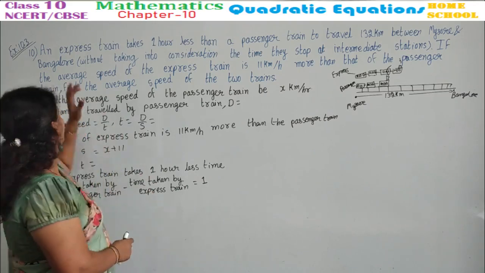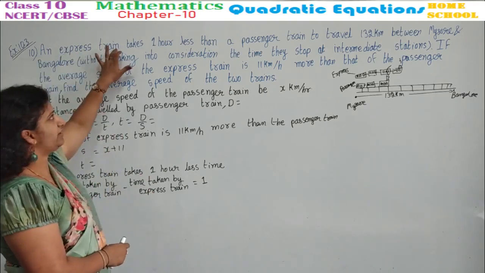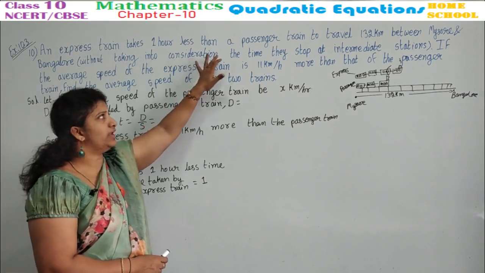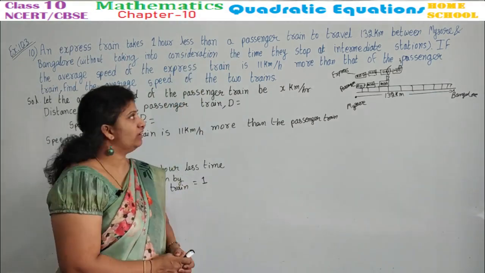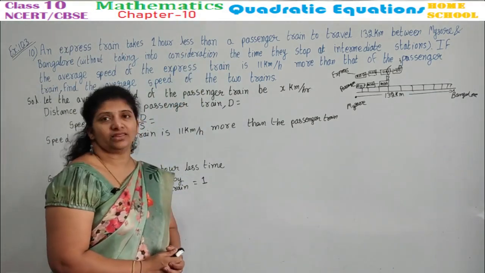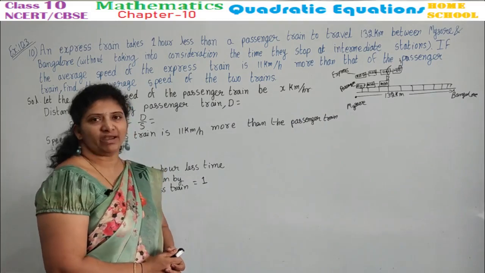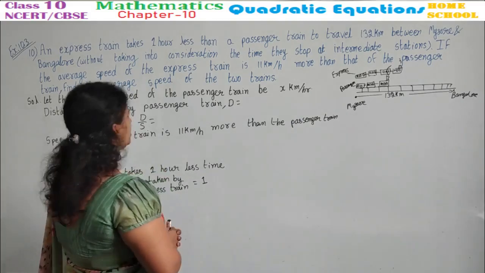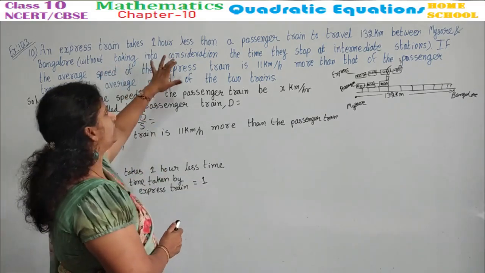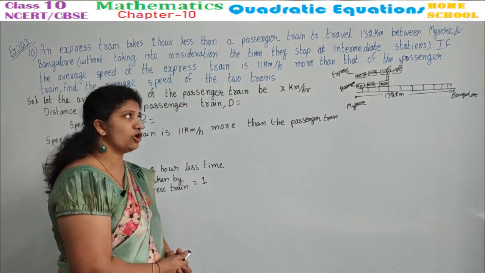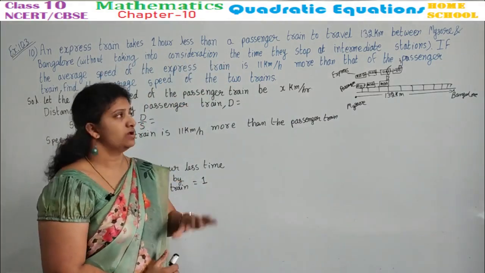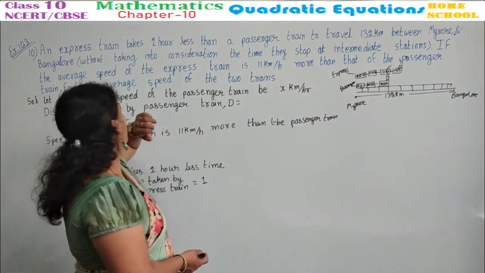10th problem. An express train takes 1 hour less than a passenger train to travel 132 kilometers between Mysore and Bangalore without taking into consideration the time they stop at intermediate stations. Okay, let us discuss this point.